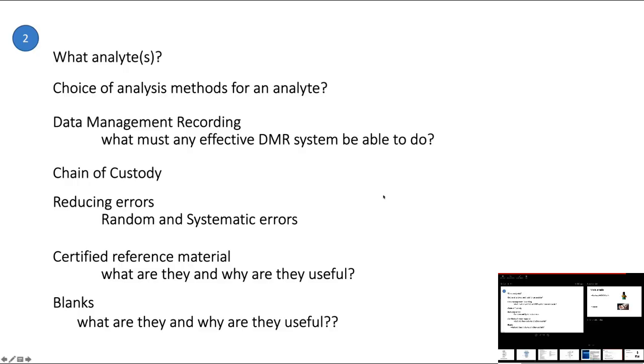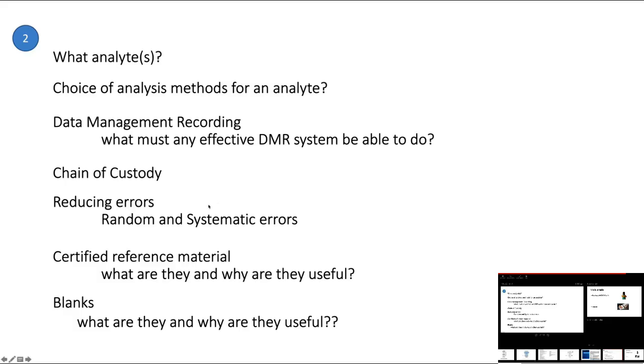The second thing that the ANZAC guidelines deal with in detail is the QA and QC procedures, and I'm not going to go through those in detail, but what I've done here is I've listed 1, 2, 3, 4, 5, 6, 7 of the key points that they talk about in their guidance. The first two we've sort of dealt with, but the next 5 are things like data management recording. What is data management recording, and what should a data management recording system be able to do for you? Chain of custody. Again, what is a chain of custody? Why do we need to have one?